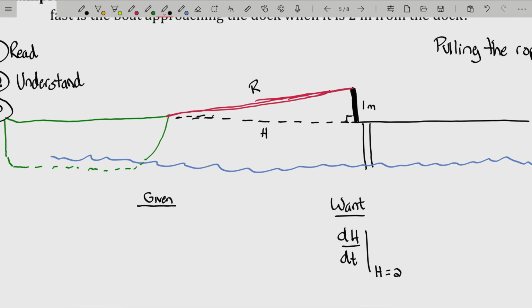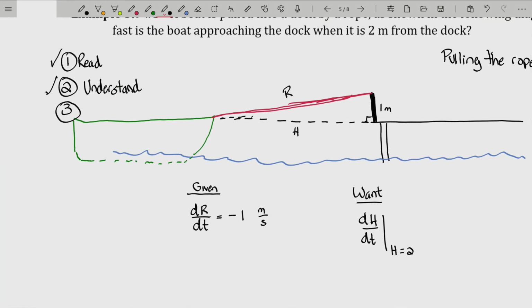We're only given actually one thing: the rate of change of the rope length. We are decreasing that length by 1 meter for every second. It's decreasing because we're pulling the boat in. These concepts are very critical for you to understand. So you need to really get a physical understanding of the situation. So, okay, labeling, I think I feel pretty good about that.